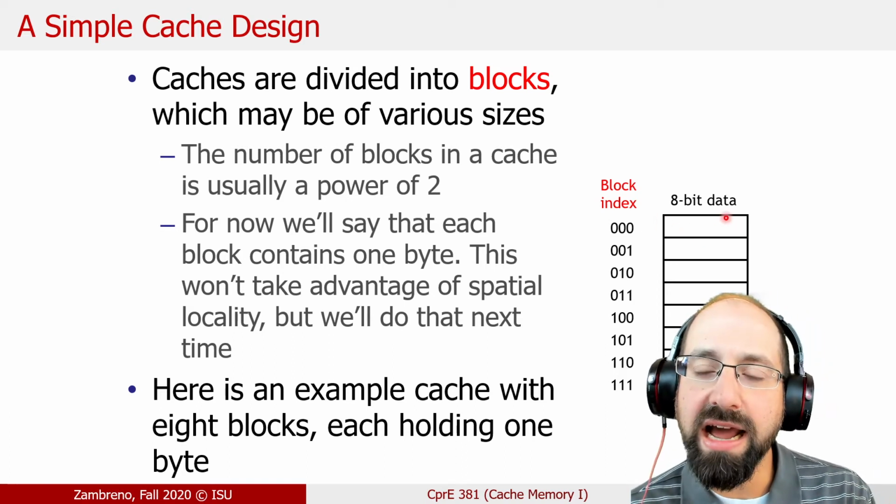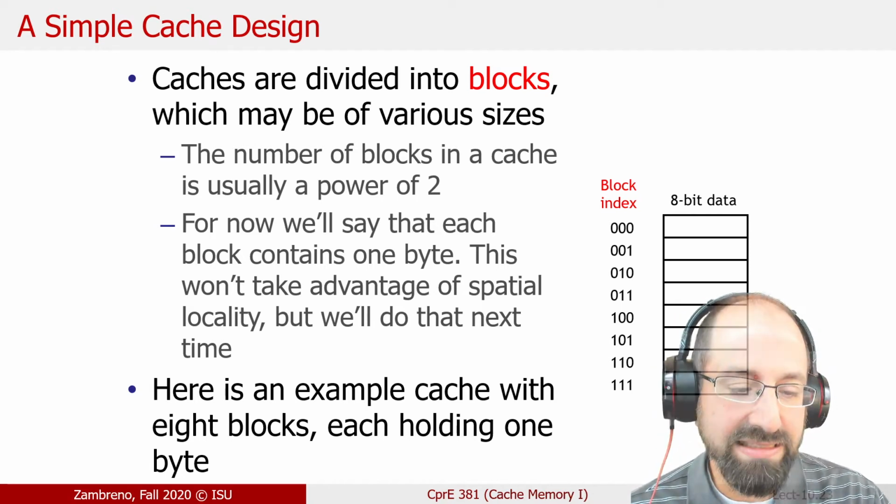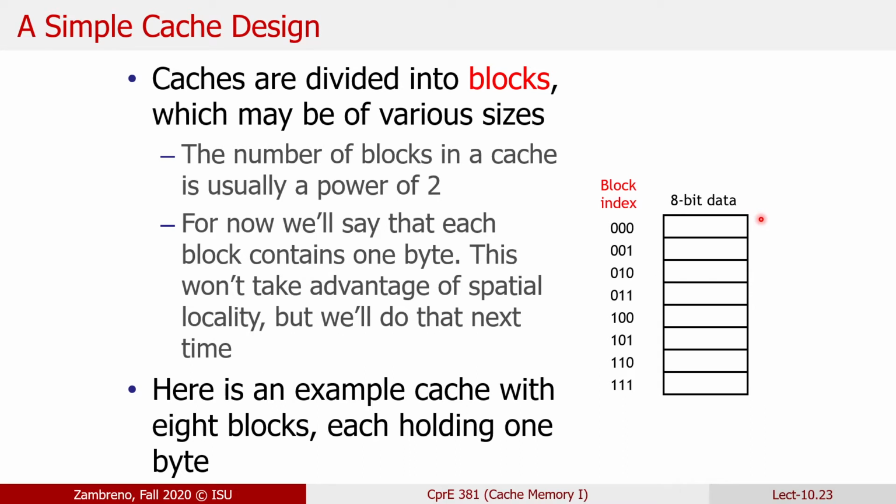So here's our 8-block cache. You could also refer to it as an 8-byte cache. It's the same concept. There's a block size of 1 byte, and there are 8 of these blocks, and each of them is just storing 1 byte.